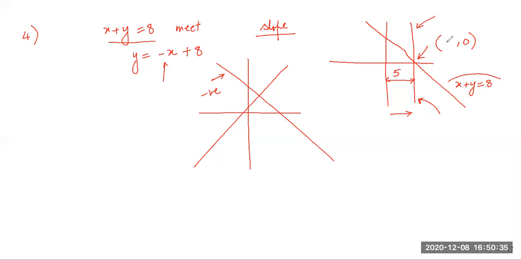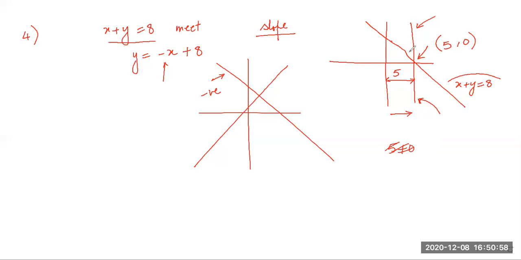And this abscissa will be 5. So this point is (5, 0). That means we got the idea this point lies on this line as well as this line. So obviously, this point (5, 0) lies on this line.